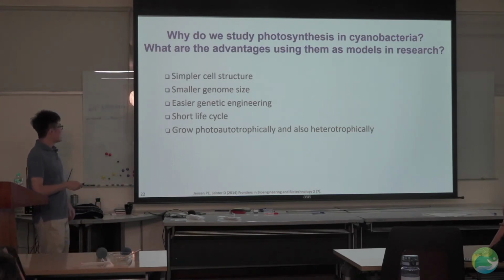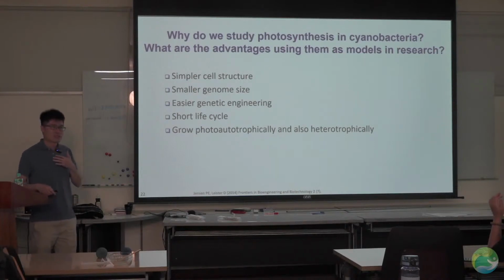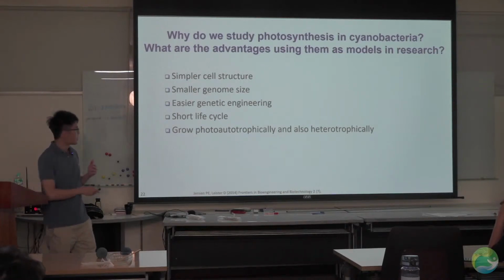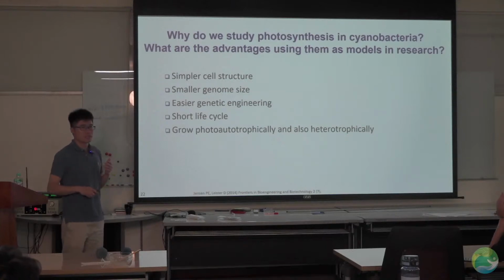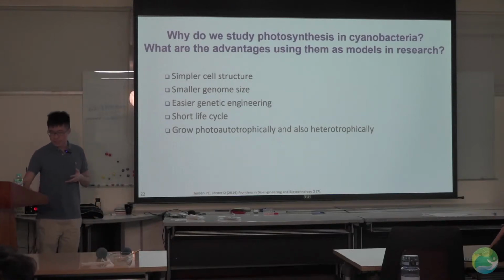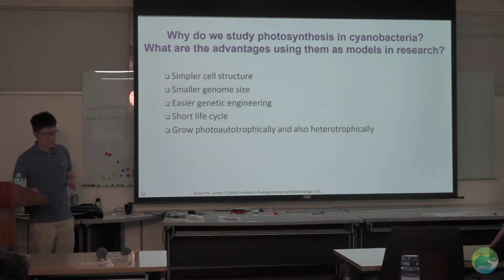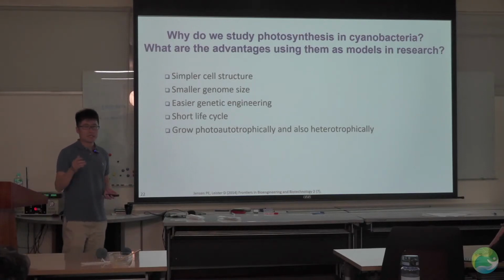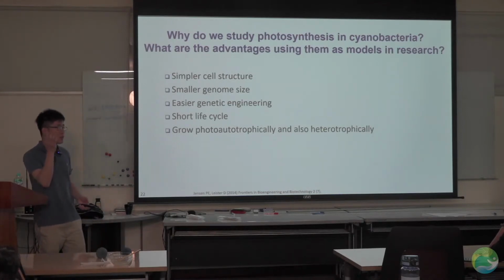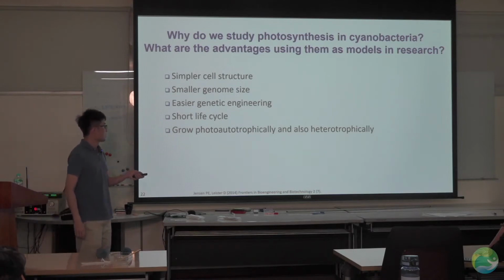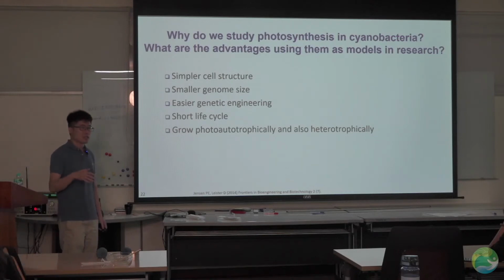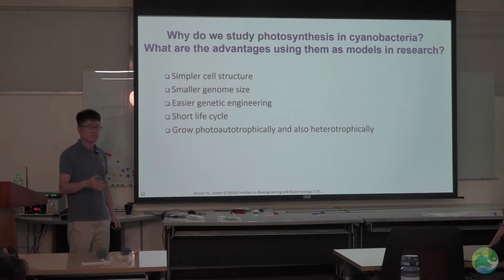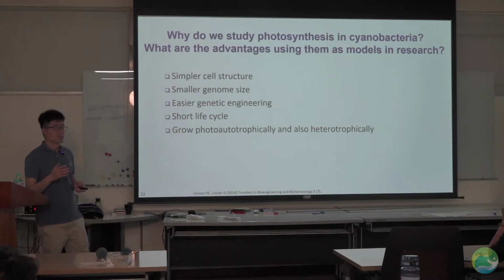Also, very important for us doing photosynthesis research is that cyanobacteria can grow photoautotrophically and also heterotrophically. So what does that mean? Photoautotrophically means that when you provide light to the organisms, they can grow. And heterotrophically means you provide them a carbon source like sugars or acetate, and they can grow.